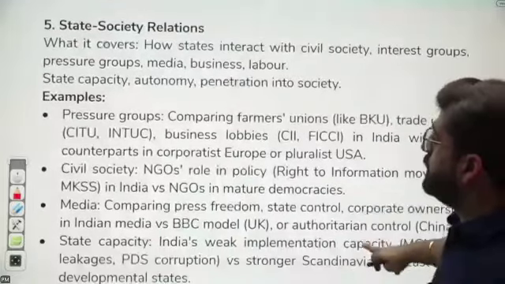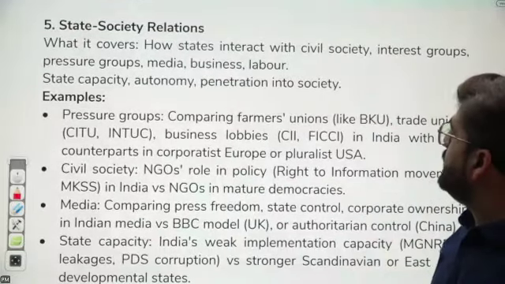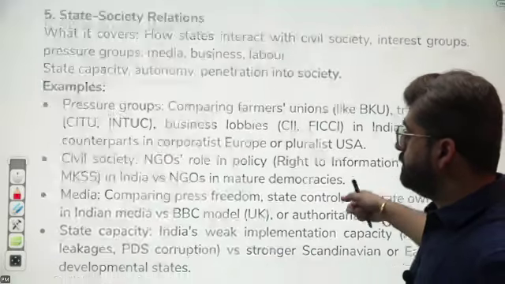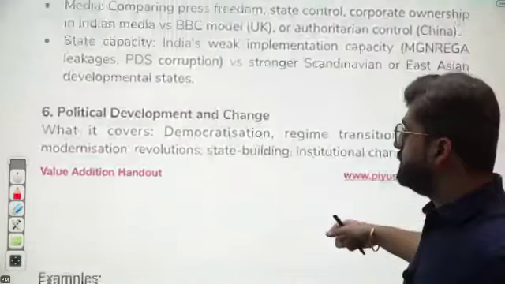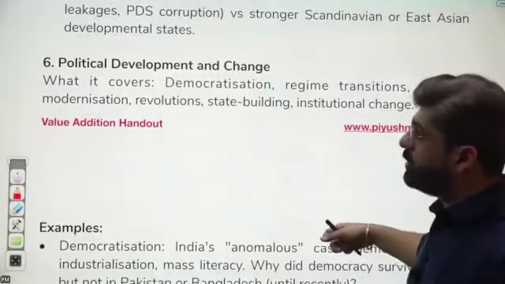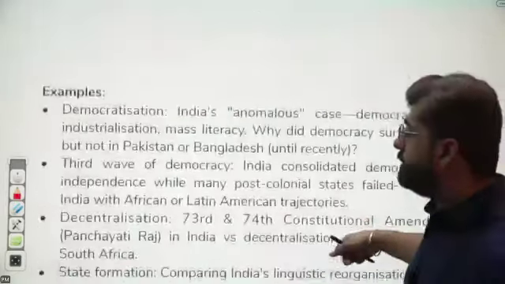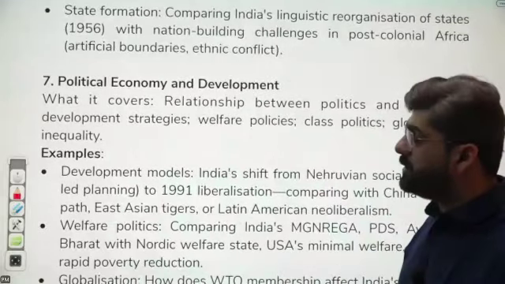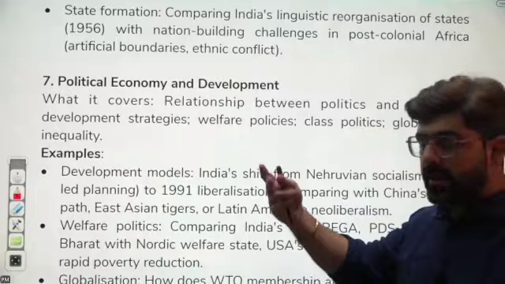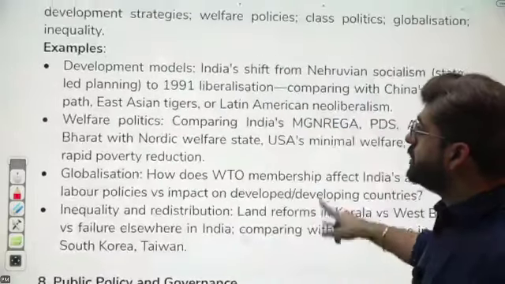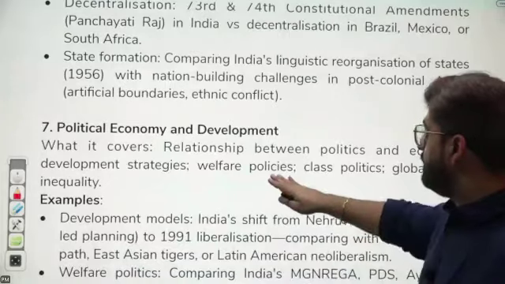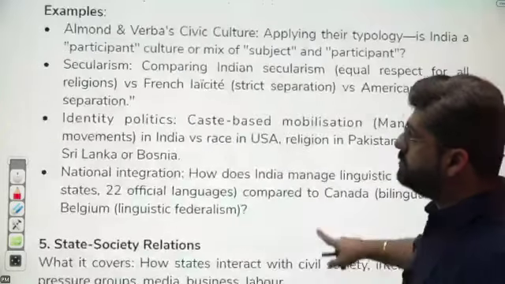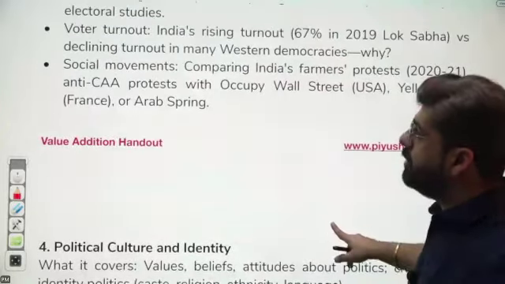Okay. State-society relations is primarily about interaction between pressure groups and state, or media and state. Political development, it talks about modernization elements, whether and to what extent you are modernized. Political economy and development talks about how the economic structure impacts, and for that, what kind of issues will you study? Welfare policies you will study, class politics you will study, globalization you will study. So the examiner is going to expect that you tell all these things.